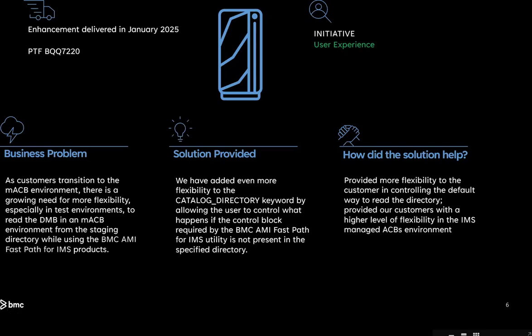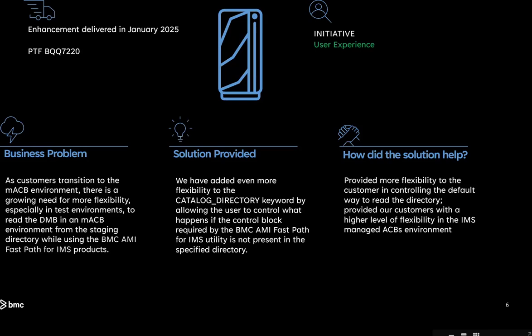Now, the whole idea is to provide more flexibility to the customer in controlling the default way to read the directory, right? So for now, if we have a keyword called catalog_directory equal to staging specified in our products, it means that the control blocks will be fetched from the staging directory first. And if it is not found in the staging directory, then an attempt will be made to find the control block in the active directory. That's how it works right now.